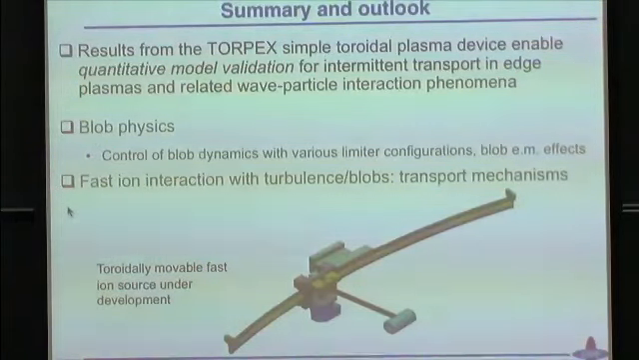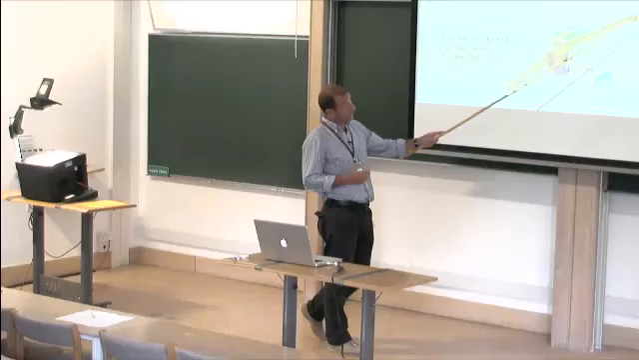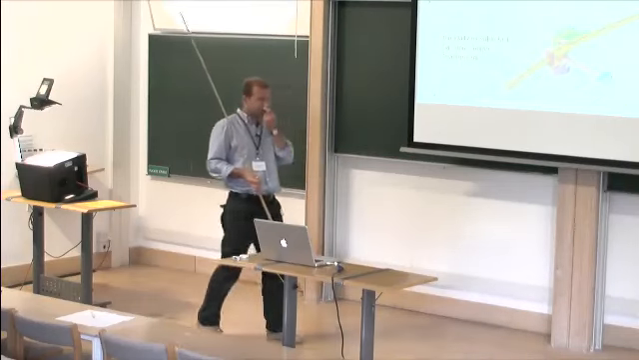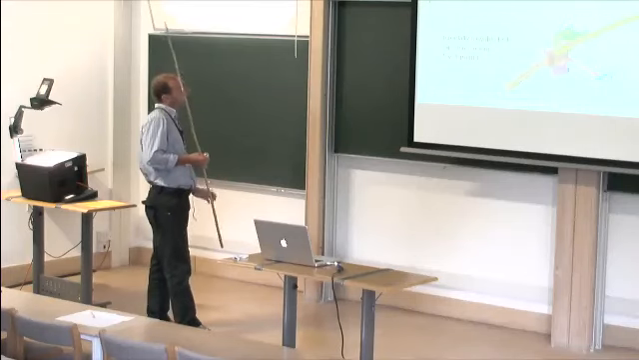We try to work more on this control of the blob dynamics with various limiter configurations. Is there something wrong with that limiter? Was it built in too complicated a way, too many plates? I don't know. It's very interesting to see if you can affect the blob dynamics by changing the geometry of the limiter or by applying a bias and so on. We're also measuring the electromagnetic effects associated with the blobs. It's very small probes to measure the current.